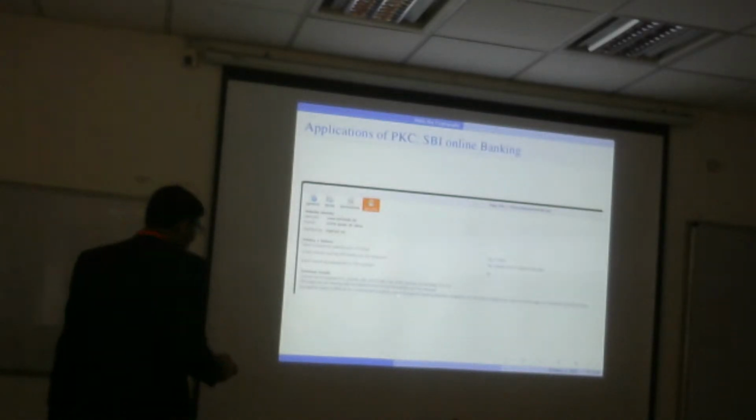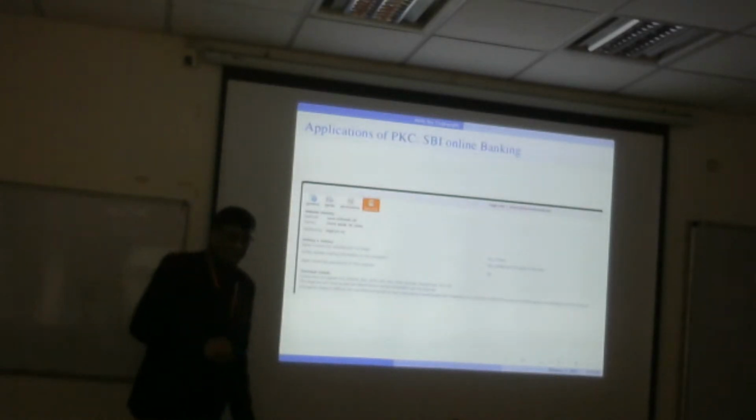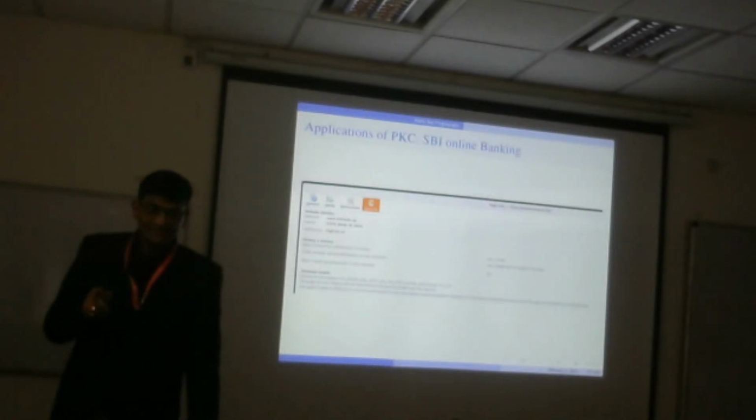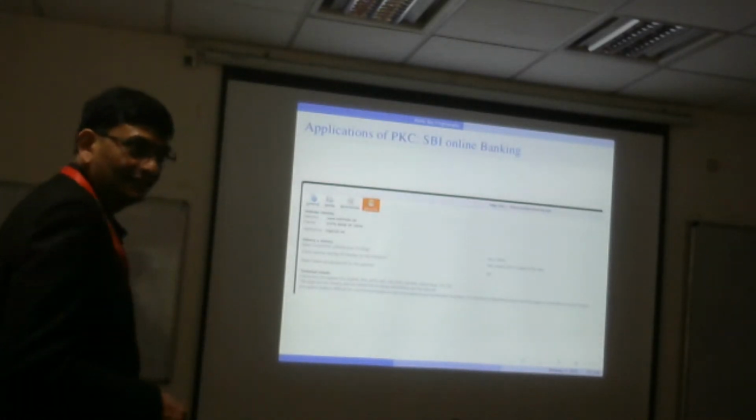And see here, 256 bit key, that means the current encryption is providing a 256 bit key.